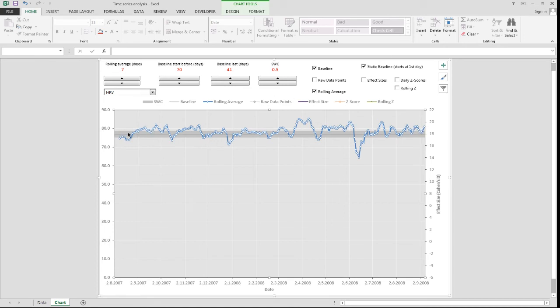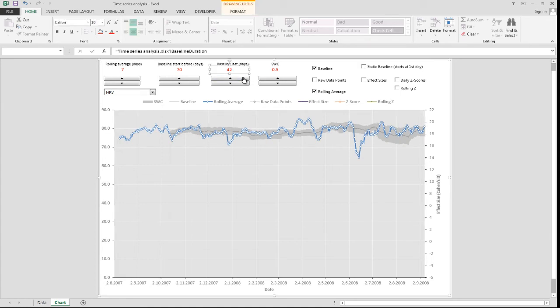So with a static baseline, the baseline starts from day 1, and in this case lasts 41 days. You can start playing with this, seeing how it affects the duration of the baseline, how it affects the smallest worthwhile change and baseline average.